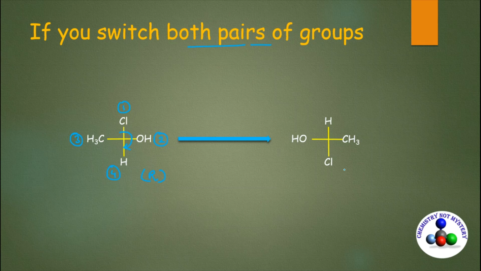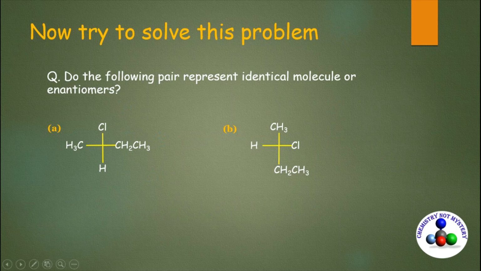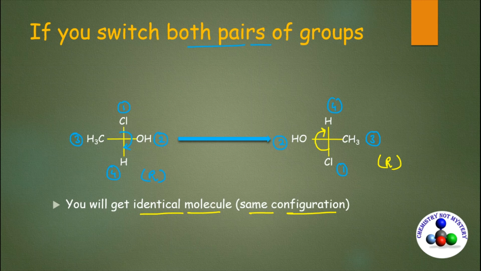And in the next molecule, Cl will get first priority, OH second, methyl third, and hydrogen fourth priority. So now when you draw an arrow from first to second priority, in this way, you will get an arrow in the same right direction. So this molecule will also have the R configuration. That means these two molecules are identical molecules that have the same configuration. I hope now you will be able to solve this question.